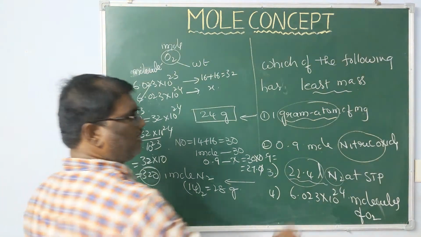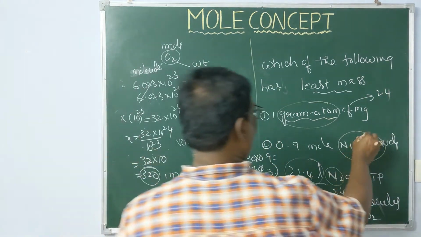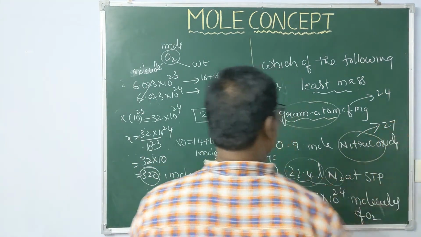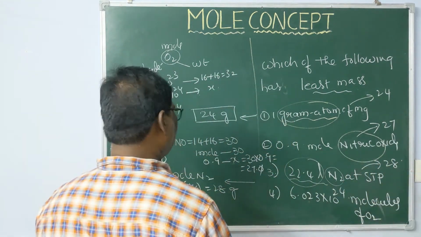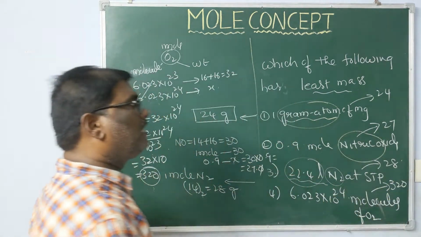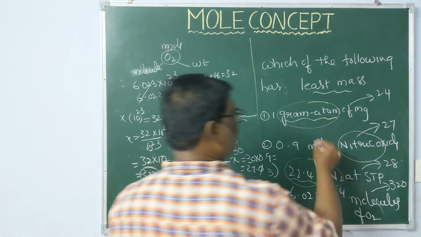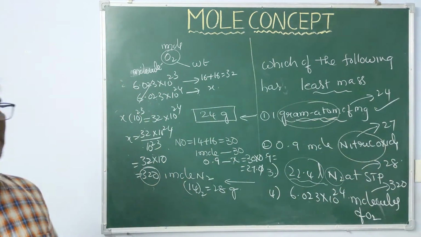So clearly it was calculated as 24 grams. This is calculated as 27 grams. This is calculated as 28 grams. This is calculated as 320 grams. Tell me which is the least one. The least one is 1 gram atom of magnesium. So this is the problem.